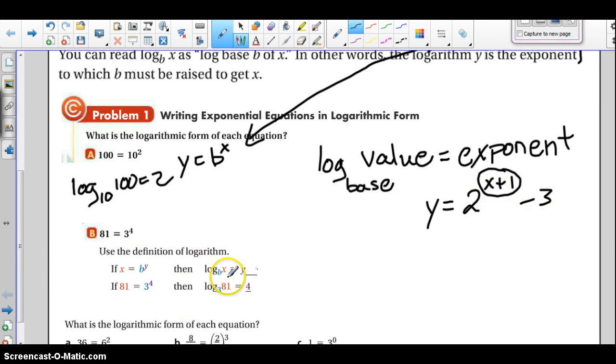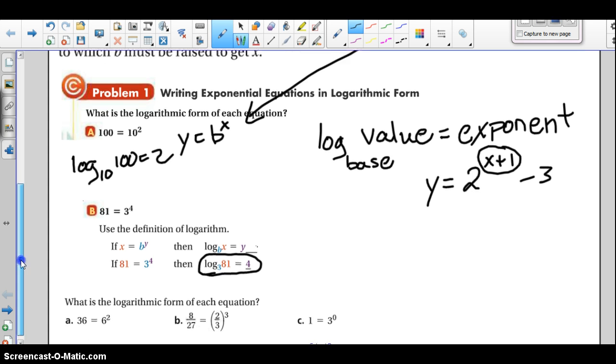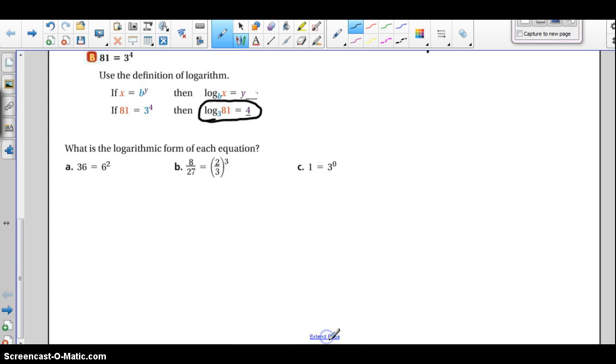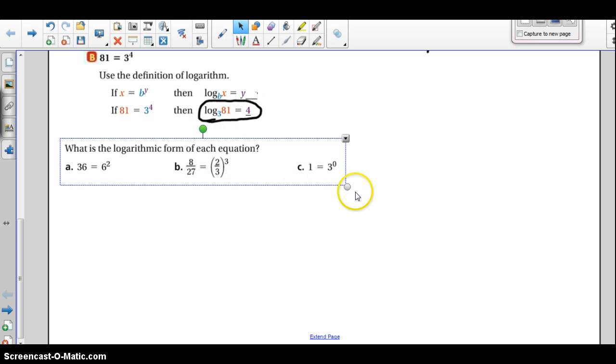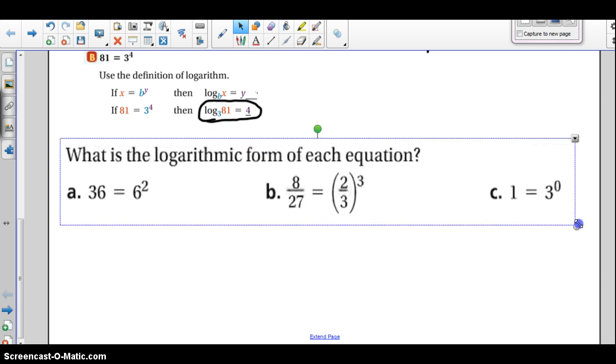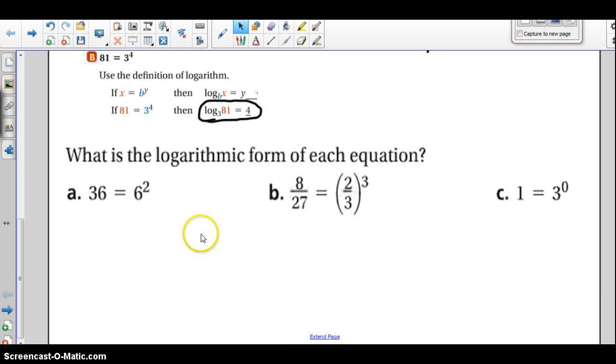Let's take a look at our next one here. 81 equals 3 to the 4th, and you'll see that they had 81 as the value, 3 as the base, and 4 as the exponent. Remember, log base value equals exponent. So let's take a look at these three examples right here. I'm going to try and blow these up a little bit. There we go. And then solve each one.